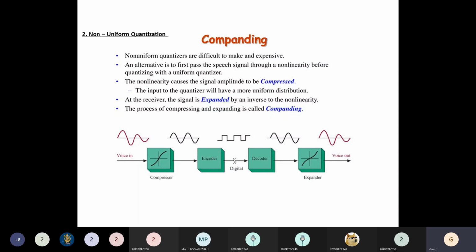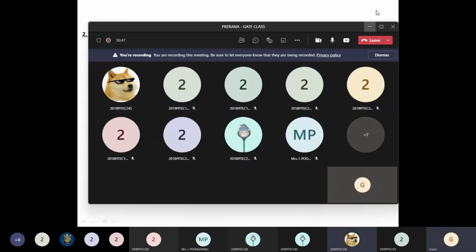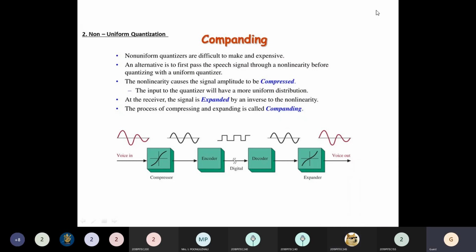The process of compressing and expanding is called compounding. An alternative is to first pass the speech signal through a non-linearity before quantizing with a uniform quantizer.